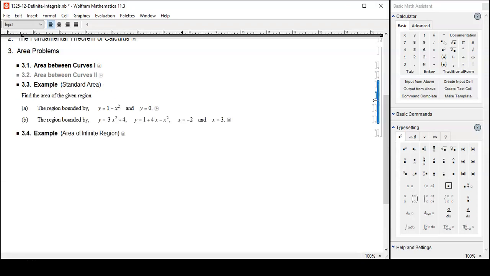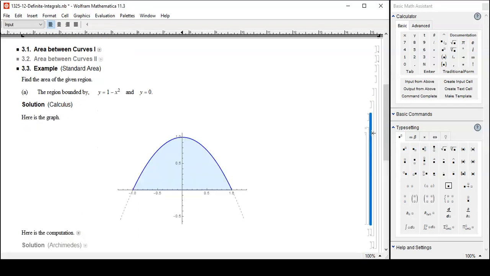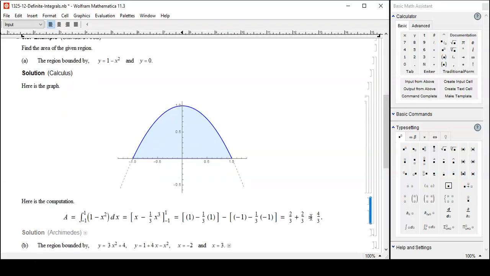Let's see, do we have some example problem here? Region bounded by a curve like this. Oh, wait a minute, this is a problem we already did. Integral of 1 minus x squared. Remember this? Plug in the top, plug in the bottom, subtract one from the other. Okay, all right. Really simple problem.